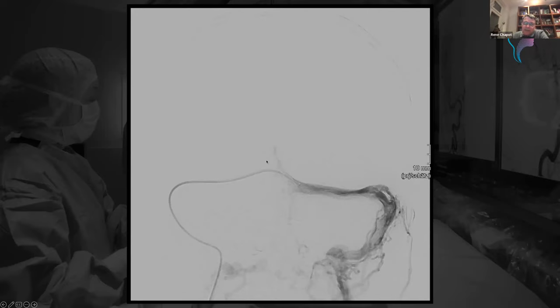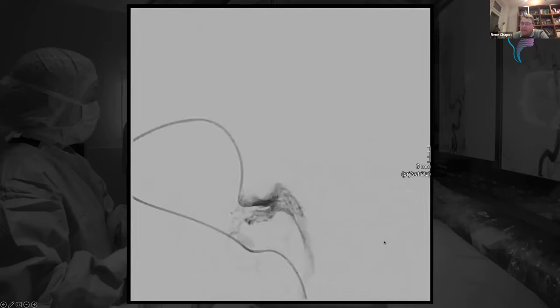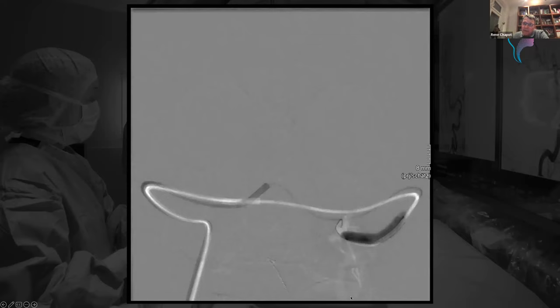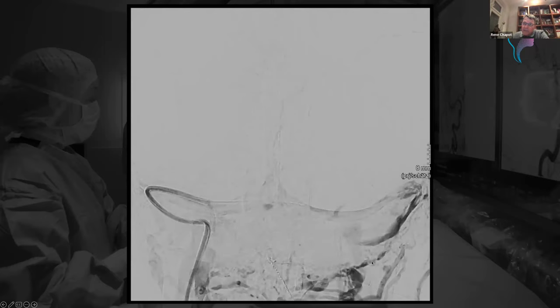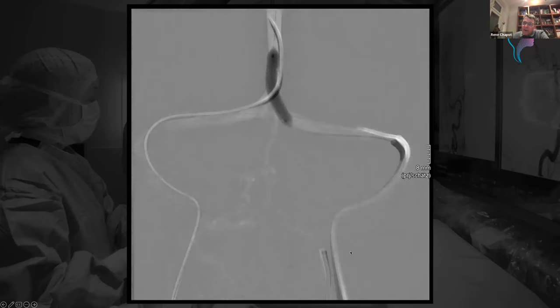So the right side to recanalize was quite simple. On the left side, it took me 1 hour and I could go down here, but then to go down this way, I just could not. I had to puncture the left jugular. And once I went to the left jugular, here you see, I still did not make it through. I could reopen and finally get access through both sides.